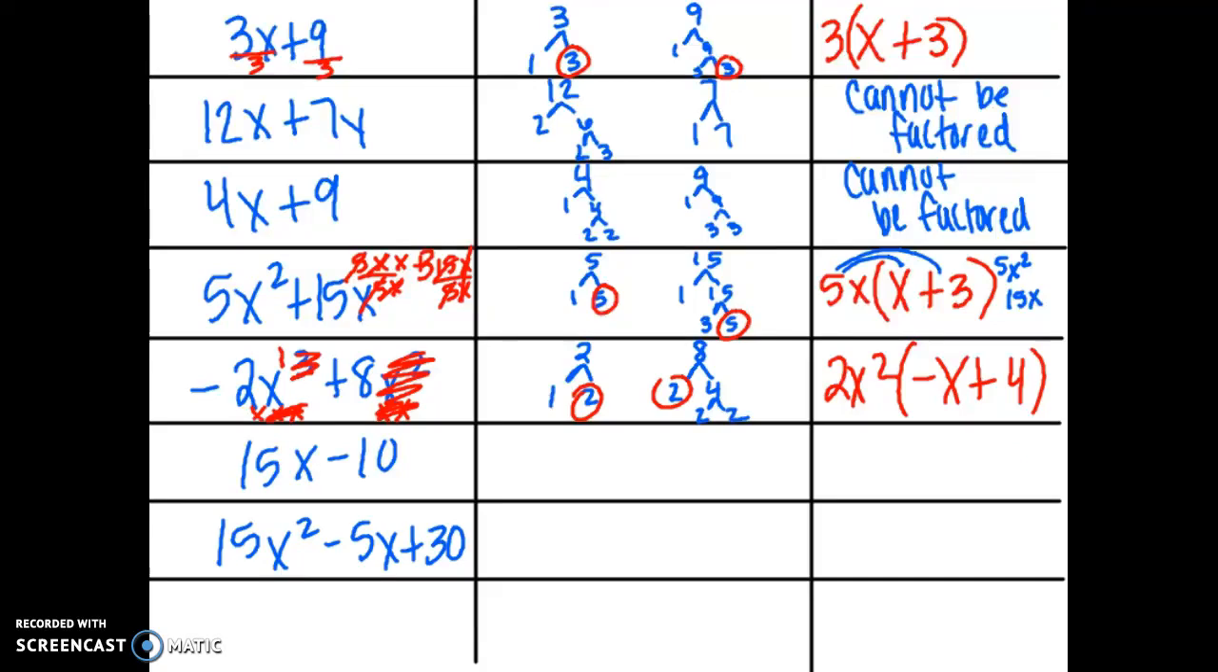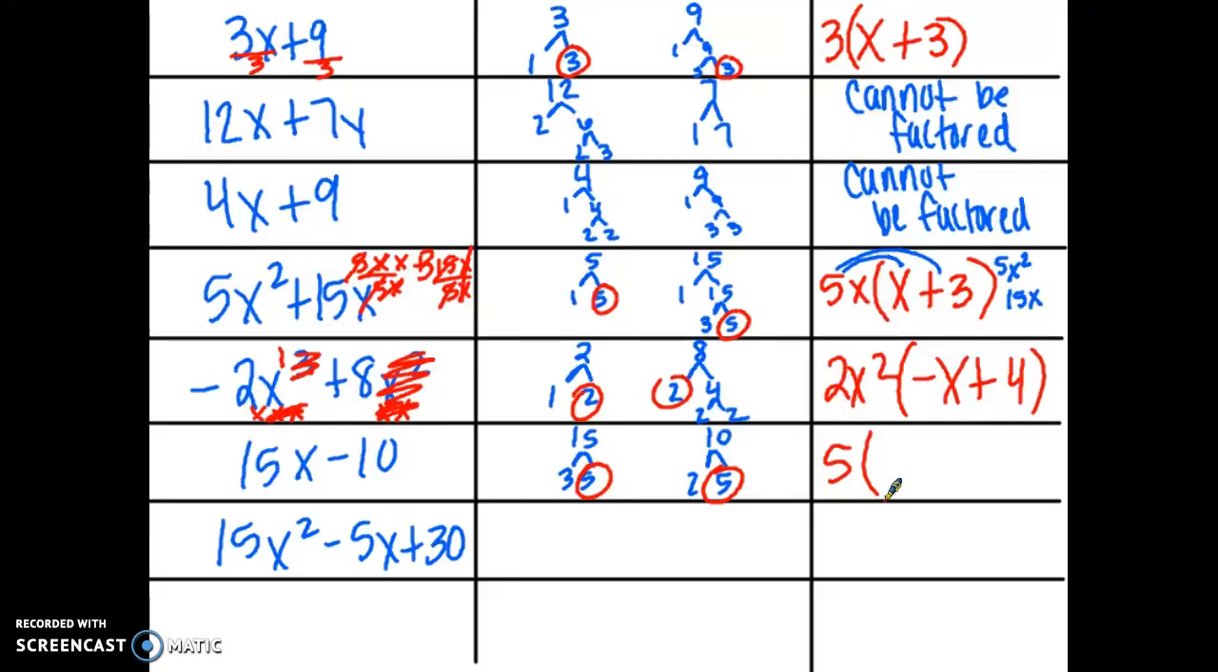All right, 15x minus 10. Both of my terms do not share a variable, so I'm not pulling a variable out this time. I'm looking at 15 and 10. 15 can be factored by 3 times 5, and 10 can be factored by 2 times 5. The greatest common factor that both of them share is 5. So I'm pulling 5 out.